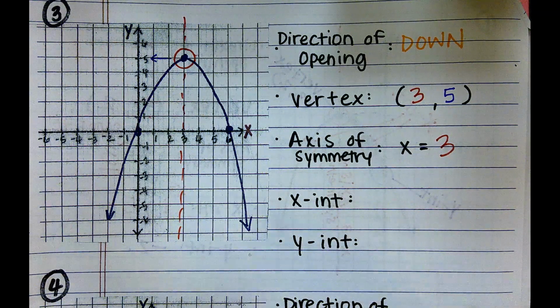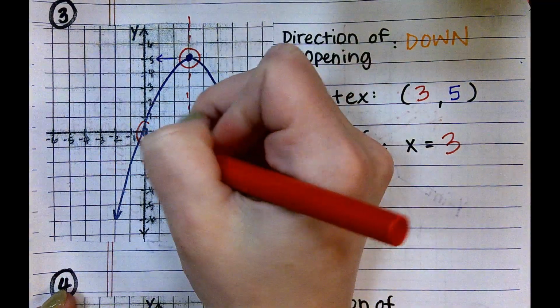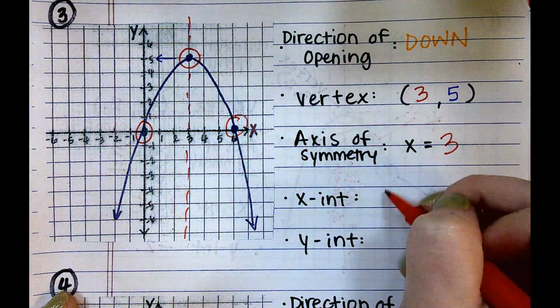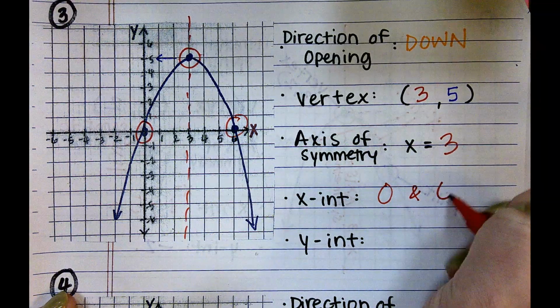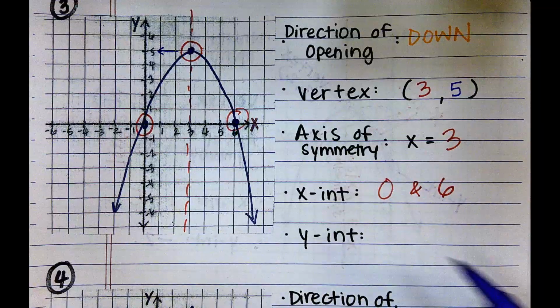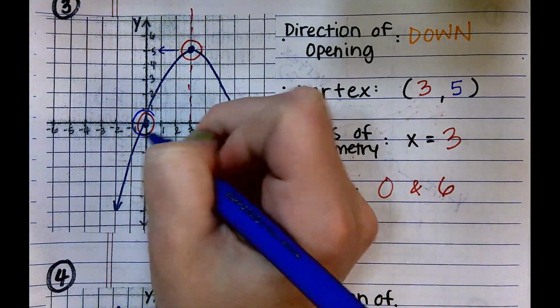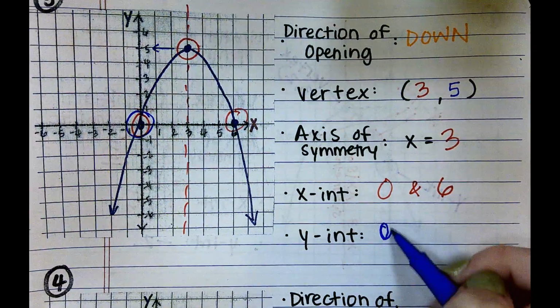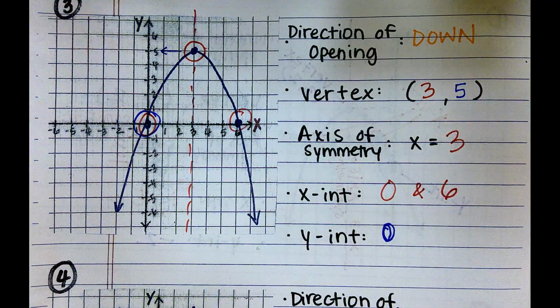X-intercepts. 0 and 6. Good. And y-intercept. 0. It's also 0. Good.